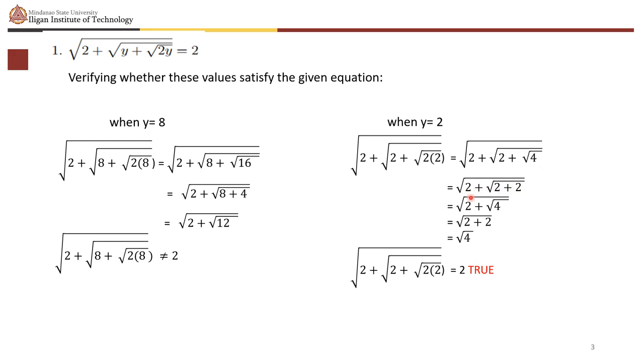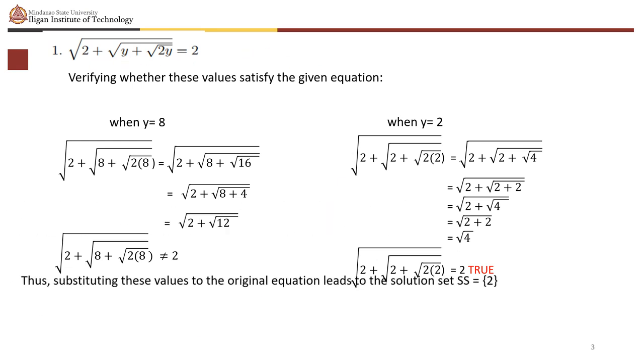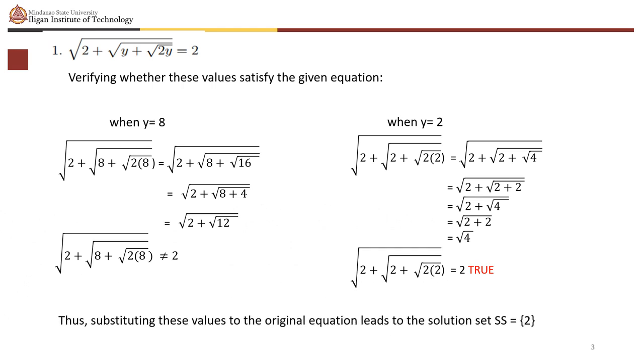So you have square root of 2 plus square root of 2 plus 2 here is square root of 4. And again, square root of 4 is 2. We have it here. So that's square root of 2 plus 2 square root of 4. And because it's true, then we say that when y is equal to 2, it satisfies the given equation. So it is actually the solution set. So the set is the set containing 2.